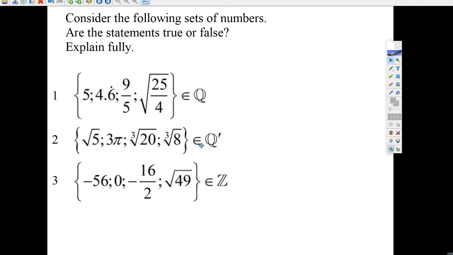So this says this set is an element of Q prime, which is a certain thing. This one says all of these numbers here, these 4 numbers, are an element or part of this set. You have to go through each one and say, is it true? And that's what I want you to try and do. You can look at the memo to see if you've done it right, and I hope that helps.